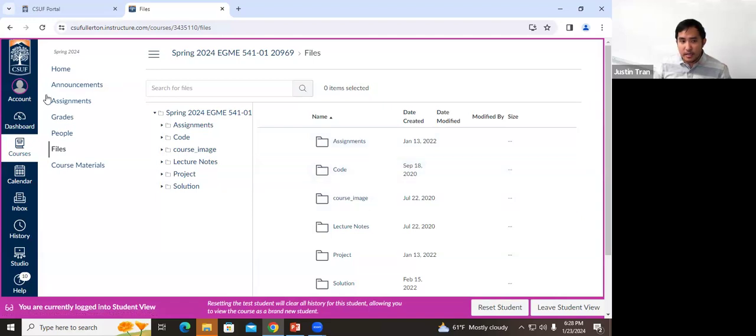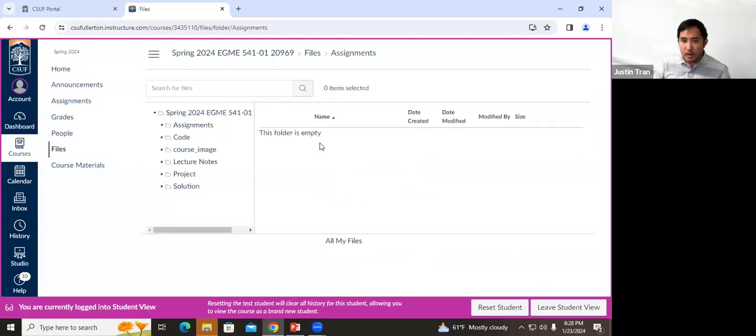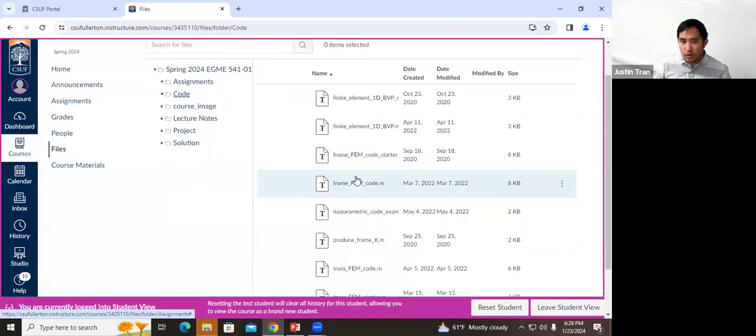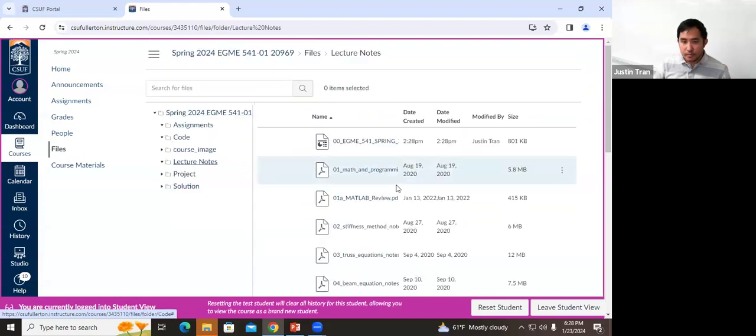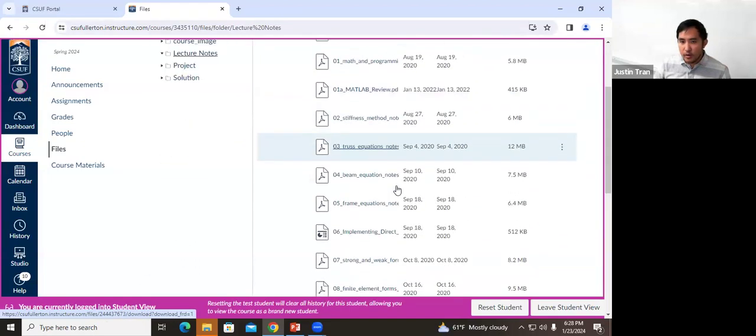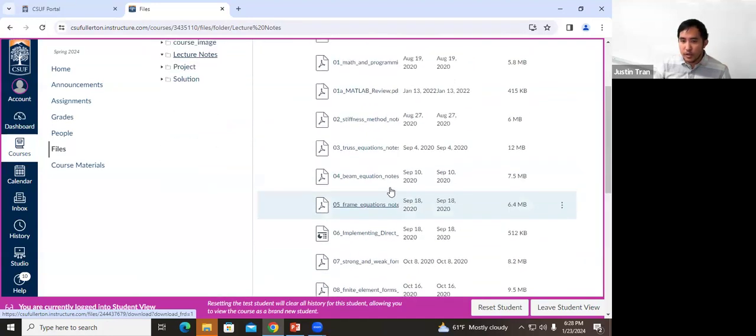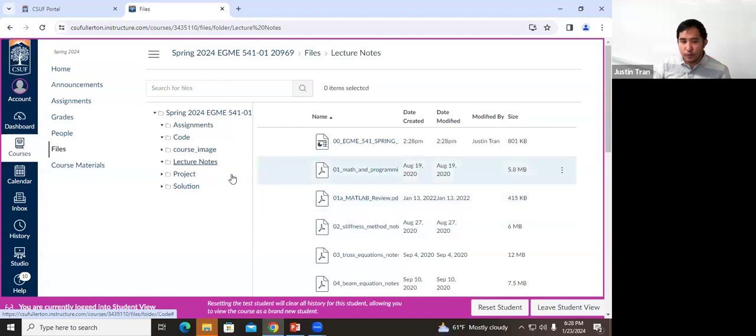Next tab is an important one. That's the Files tab. Whenever I upload a file, whether it be a problem set, right now there's no problem sets, I'll put it here. All the starter code will go here, okay? All the example code, starter code, I'll give it here. All the lecture notes are here as well. If you want to, for whatever reason, read all the lecture notes for the next 16 weeks, you can do that. But we'll be going over this throughout the course.